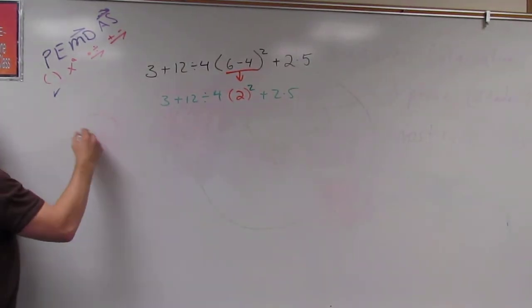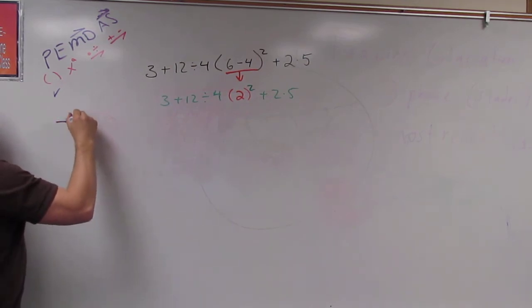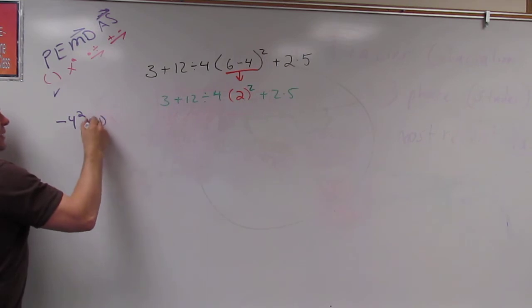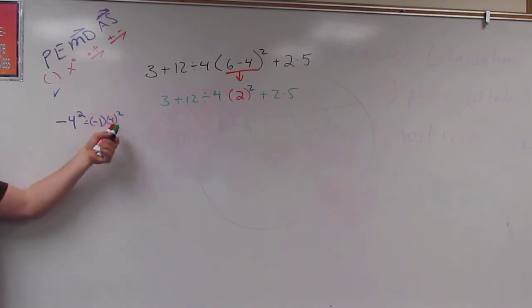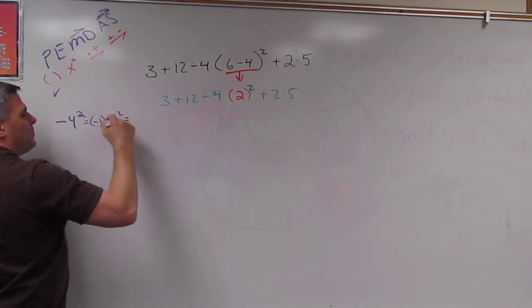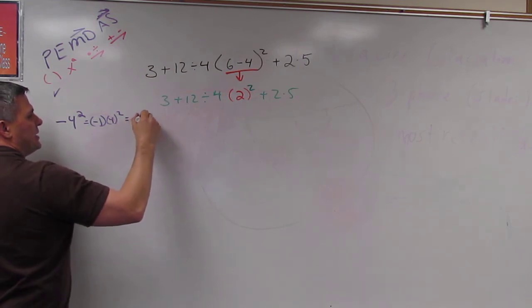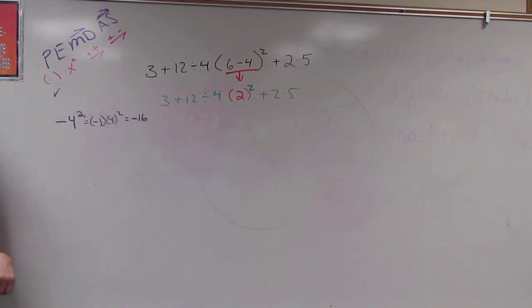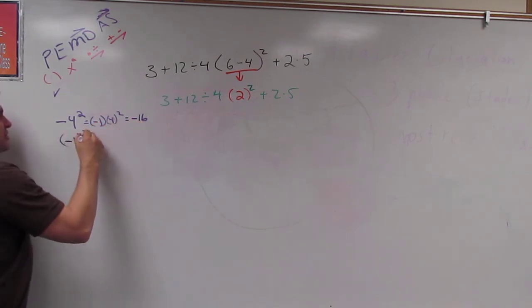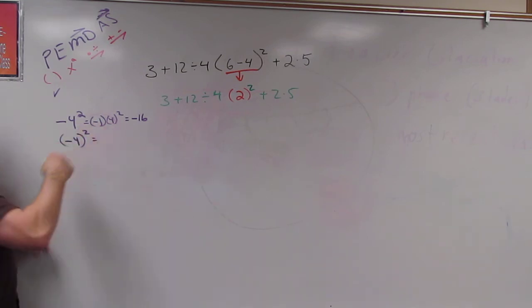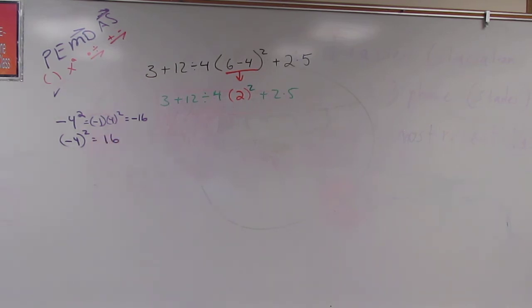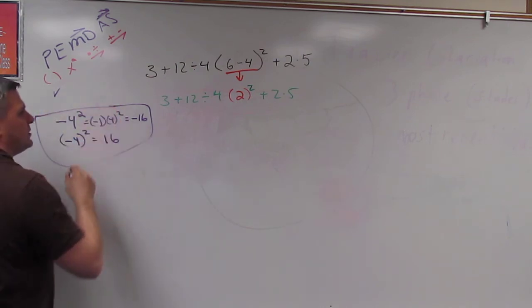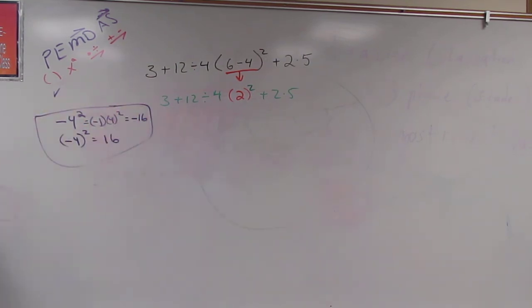Because the exponent only affects what it's directly next to. We have to remember that if I had negative 4 squared, that's really negative 1 times 4 squared. And now the exponent is only affecting the 4. So what this equals is negative 16. 4 times 4 is 16, and it's still negative. Whereas if I had negative 4 in parentheses squared, it would be negative 4 times negative 4, which is positive 16. Okay? So I have to keep that into consideration. That's not part of my problem. It's just I have to remember that.